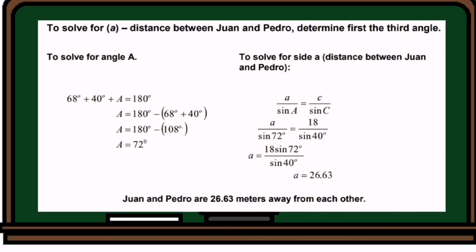To solve for side A, the distance between Juan and Pedro, we will use the equation A over sine A is equal to C over sine C. Substitute the values of angle A and C, also the measure of side C, and we will get A is equal to 18 sine 72 degrees over sine 40 degrees. Simplify it, and A is equal to 26.63. Juan and Pedro are 26.63 meters away from each other.